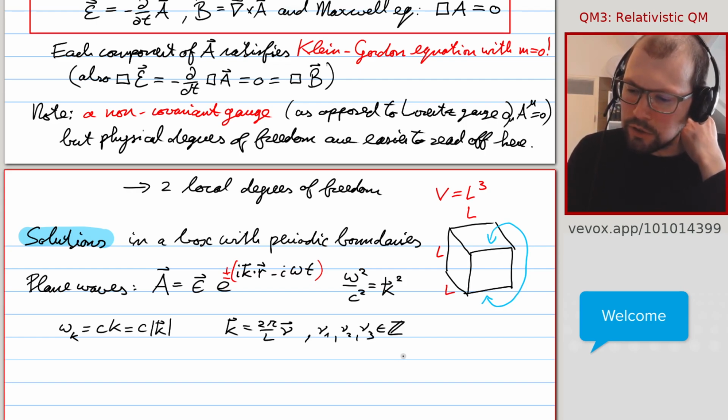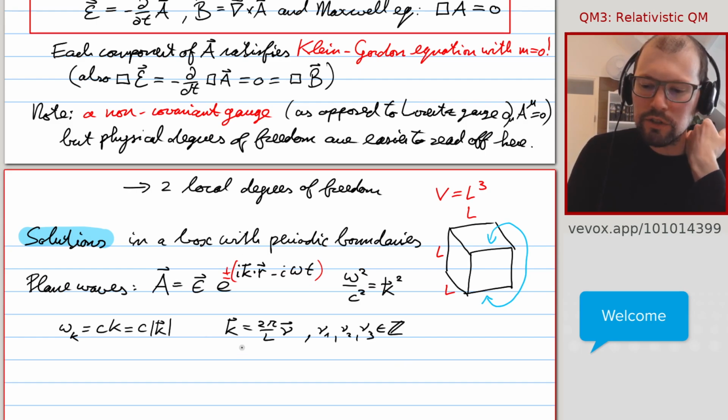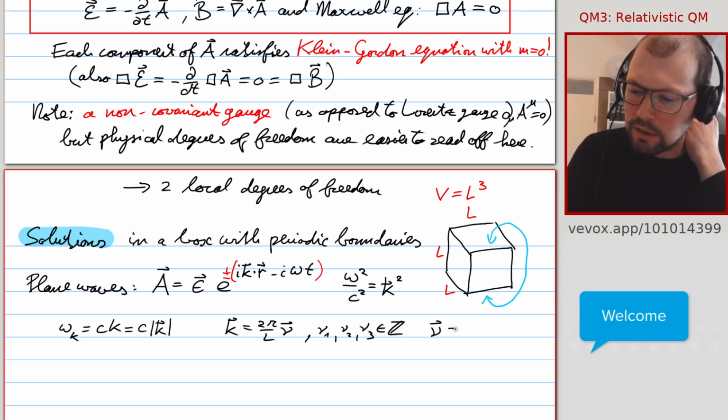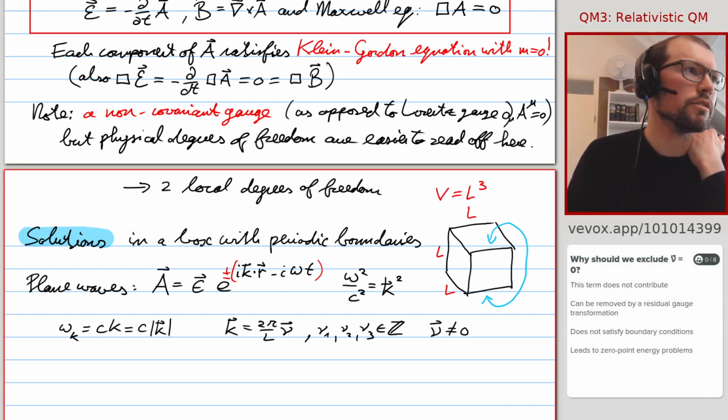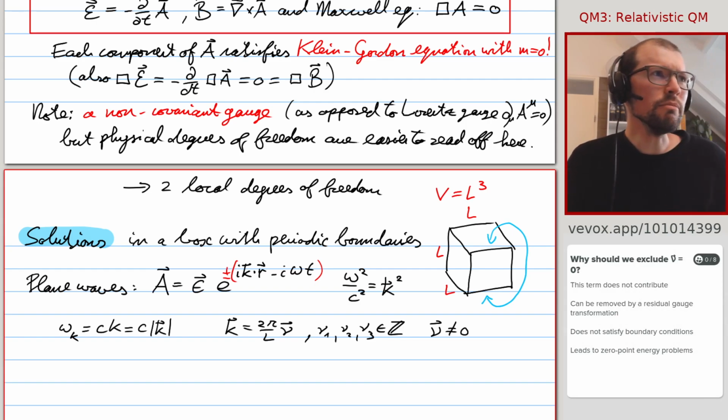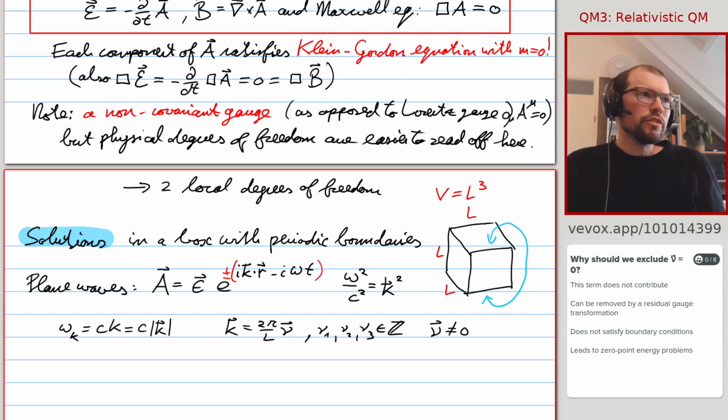Okay, but there are two more things that we have to satisfy in order for such a linear combination to be a well-defined solution. Well, the first thing is that we don't want the wave number to be equal to 0. So why is that? Let's do a quick poll again. Is it because such a term would not contribute in the expansion? Is it because it can be removed by a residual gauge transformation? Or does it not satisfy the periodic boundary conditions? Or is there some issue with zero-point energy here? Is there some divergence?